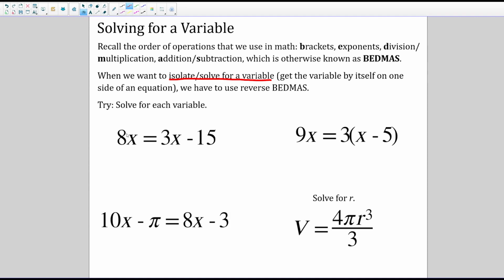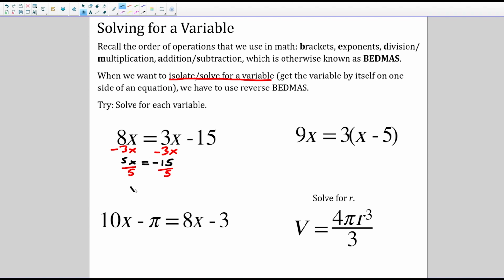So taking a look at our first example here, we're trying to get the x by itself. So we have to choose if we're going to move the x's to the left side or to the right side. For us, it's going to be much easier to move it to the left side. So I'm going to subtract 3x from both sides, and I get 5x is equal to negative 15. And then I can divide both sides here by 5.